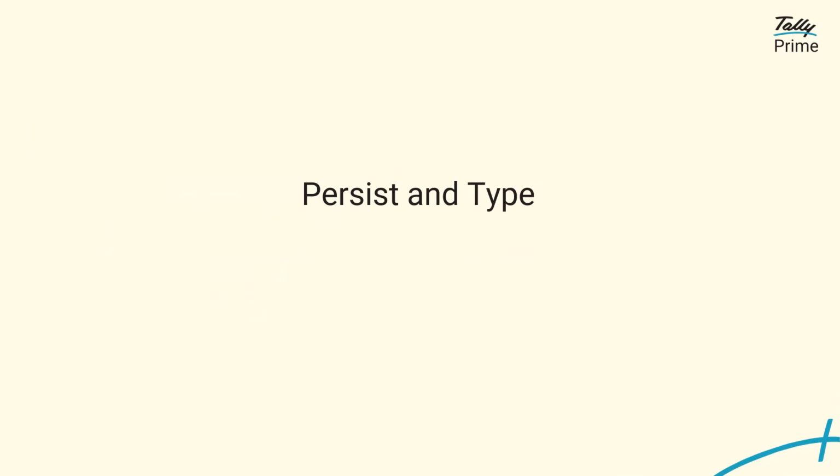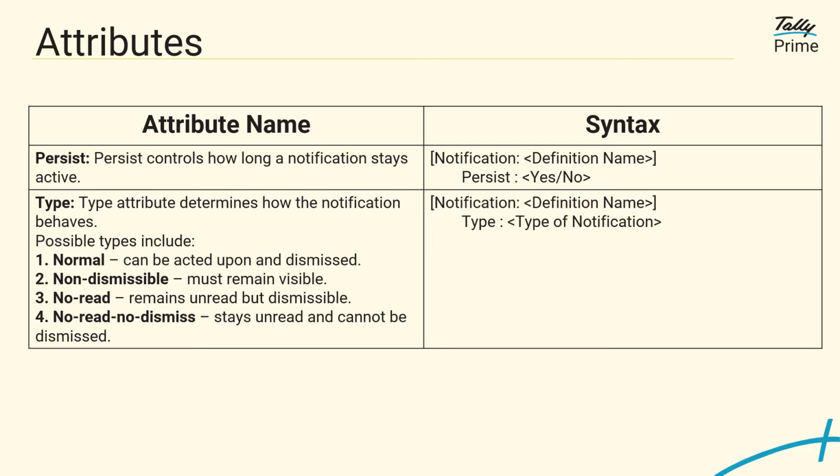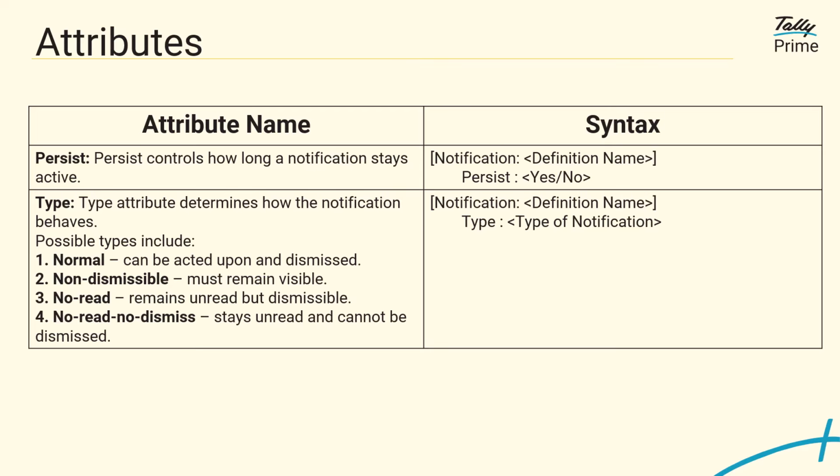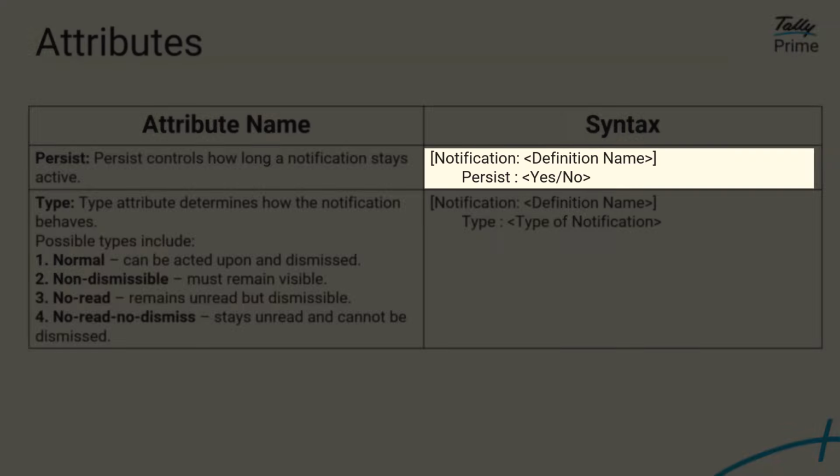Persist and type. Let's talk about how long a notification stays active. This is controlled by the persist attribute. If set to yes, the notification exists only while TallyPrime is open. If set to no, it persists across sessions, even after restarting TallyPrime. The syntax for this is shown on your screen.